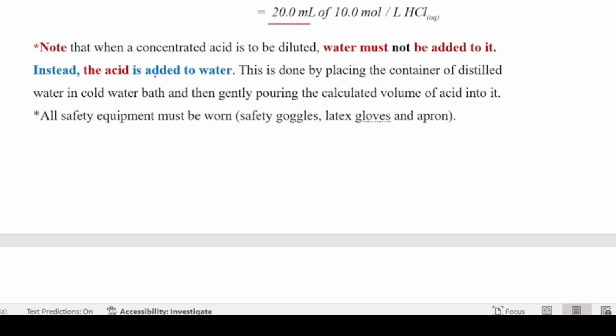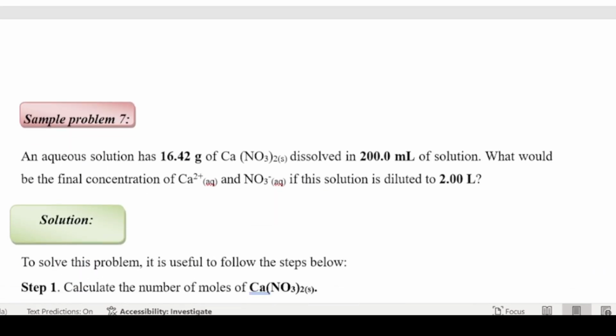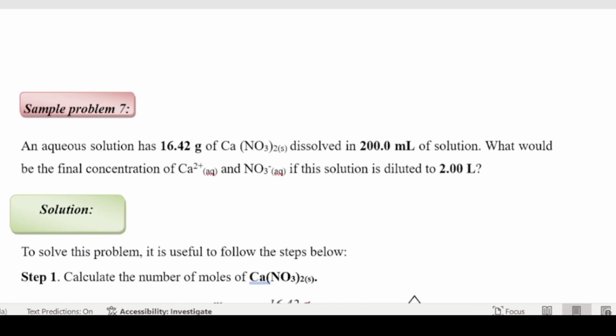And here I've given you a note again on how to dilute acid. Never pour water into the acid. Always pour the acid into water, in a cold water bath. Next. Okay, got another problem now.